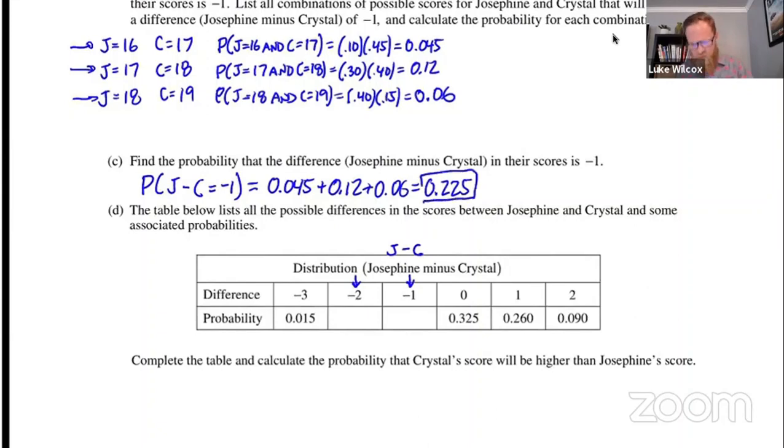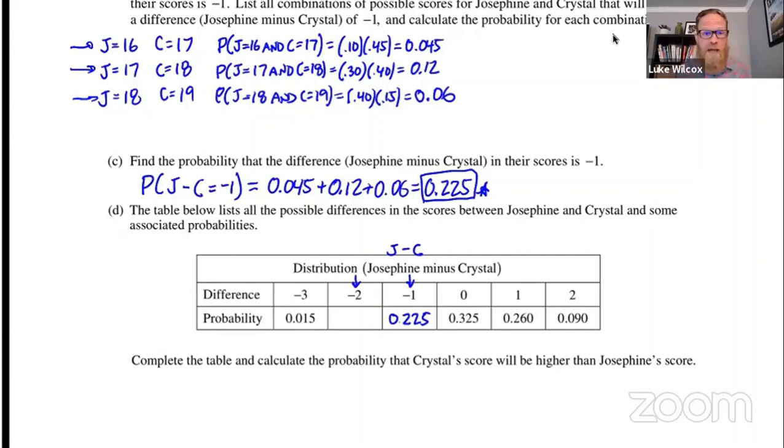We just finished calculating the probability that the difference is -1. All I need to do now is to copy that value down, right? So here's a little AP exam tip. If for some reason you were really stuck on part C and you had no clue, you could just make up a value that's reasonable and carry that value down into the next part and still get credit for part D. But I think we have the right answer here at 0.225.